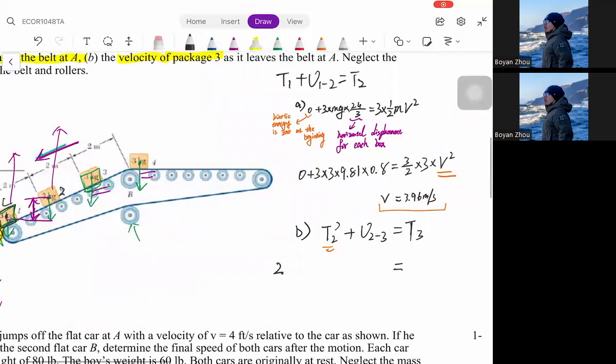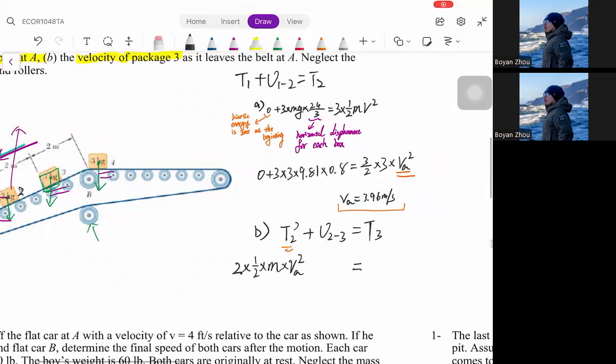So that would be 2 times the kinetic energy of box 3 and 4, half times m times v squared. I'm going to call this one VA. And the meaning of this equation is only 2 boxes remain on the belt.